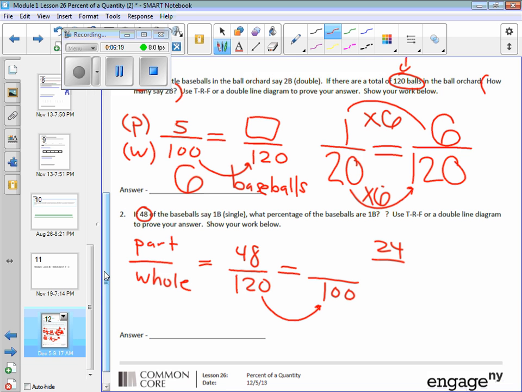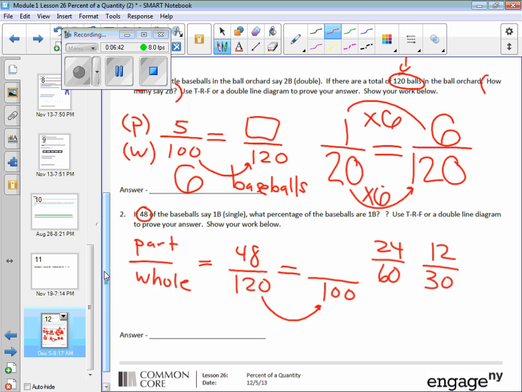Half of 120, 60. Both numbers are still even. Half of 24, 12. Look at her go. Half of 60, 30. They're still both even. We could still split it.